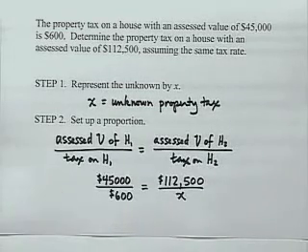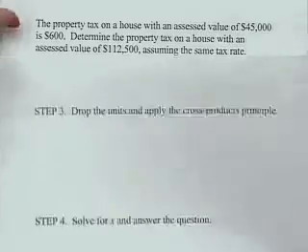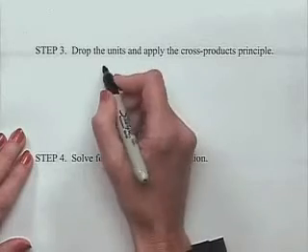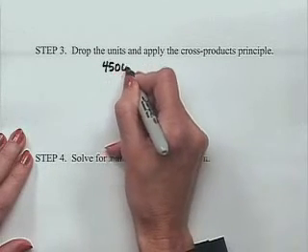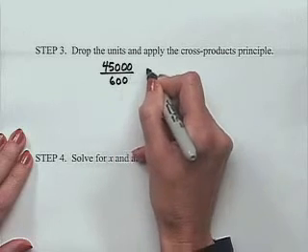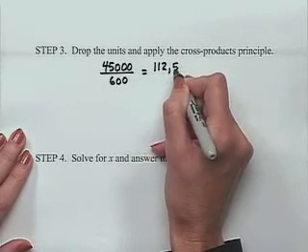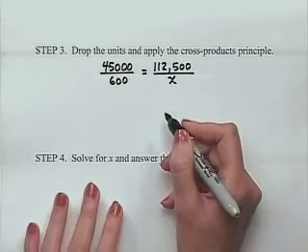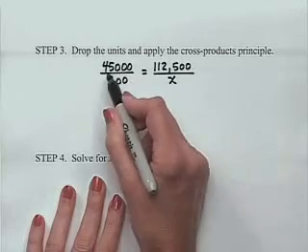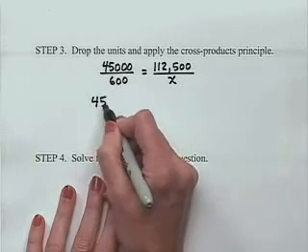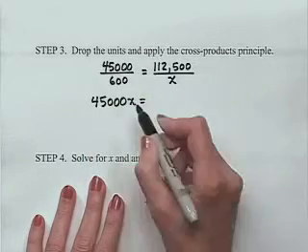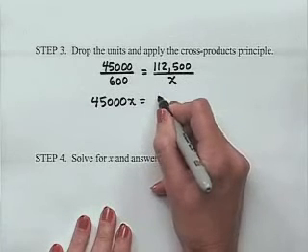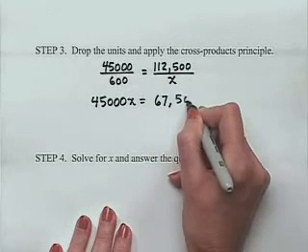Now, step 3. In step 3, we want to drop the units and apply the cross products principle, that is, cross multiplying. We're going to drop the units and have 45,000 divided by 600 equals 112,500 divided by X. In order to evaluate this, we can cross multiply. We'll multiply 45,000 times X, and we'll multiply 600 times 112,500. Now that value would give us 67,500,000.